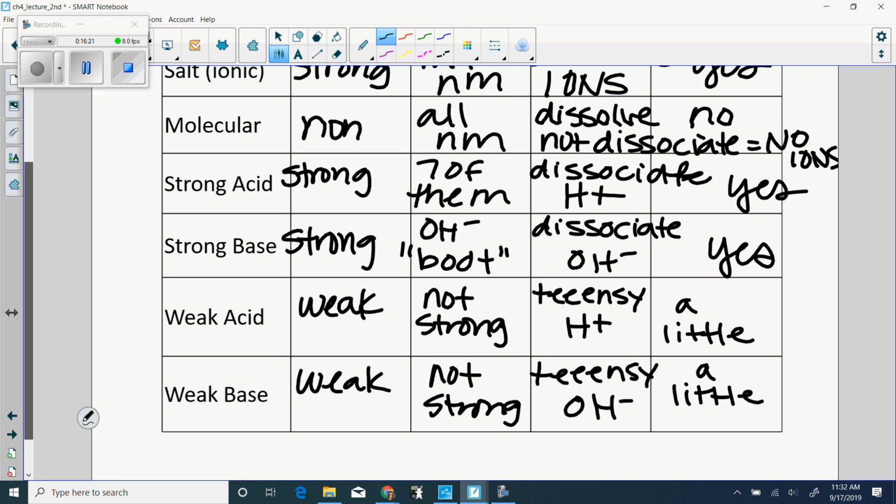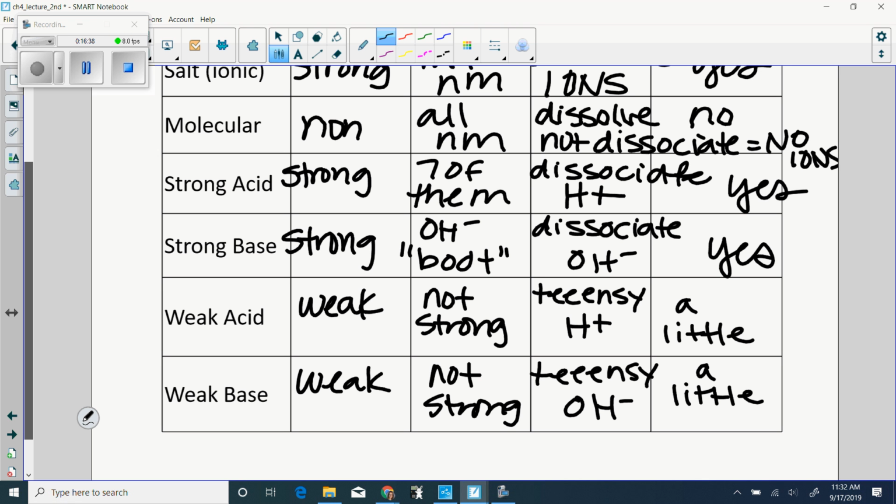Strong, weak, non. So what is non? Non means it does not conduct electricity. The light bulb does not turn on. It's a molecular compound. There are no ions.